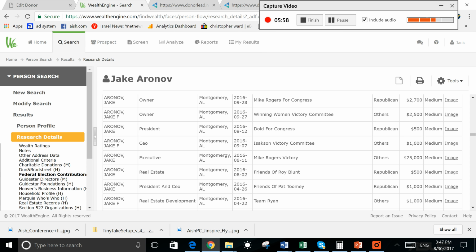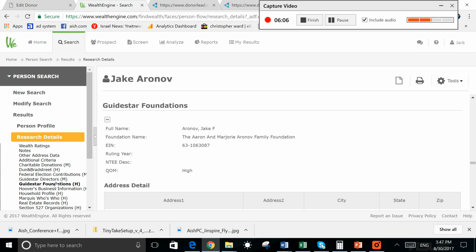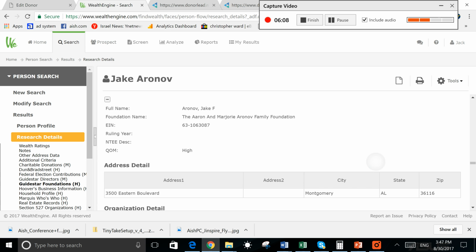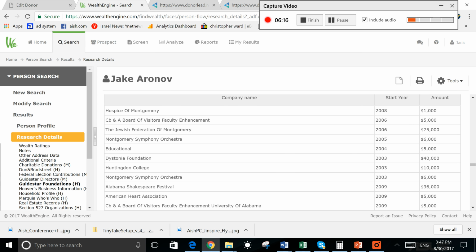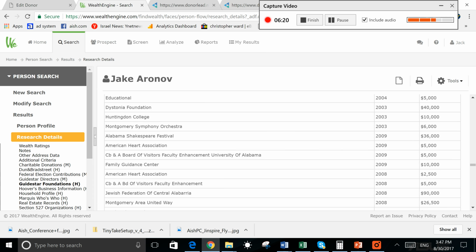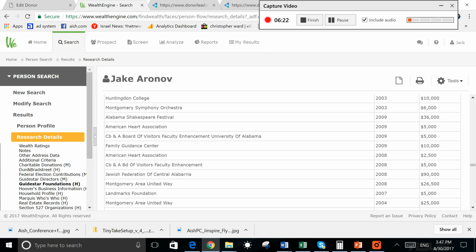I would see, he's got the GuideStar Foundation. Great, there's an Aaron and Marjorie Aronoff Family Foundation. I'll go into the Foundation Center and try to look up more information about them. You're going to see the types of grants and who they give to. This is a huge indicator. Almost always, our prospects' largest gifts that they give that are recorded that we see are to their local federations.